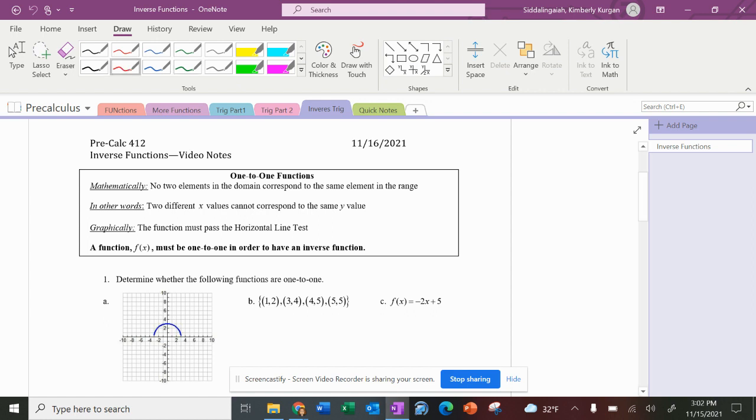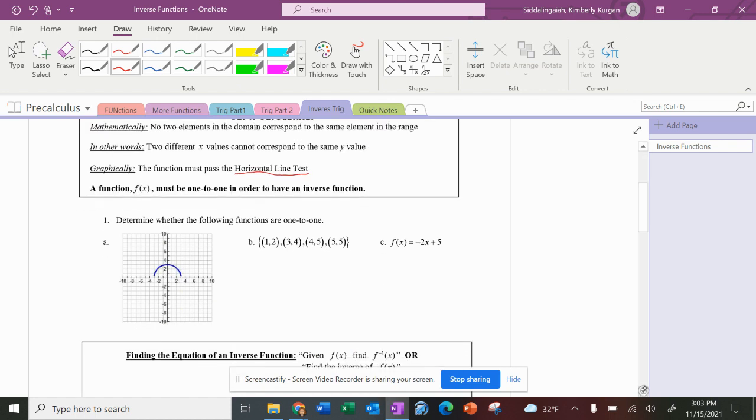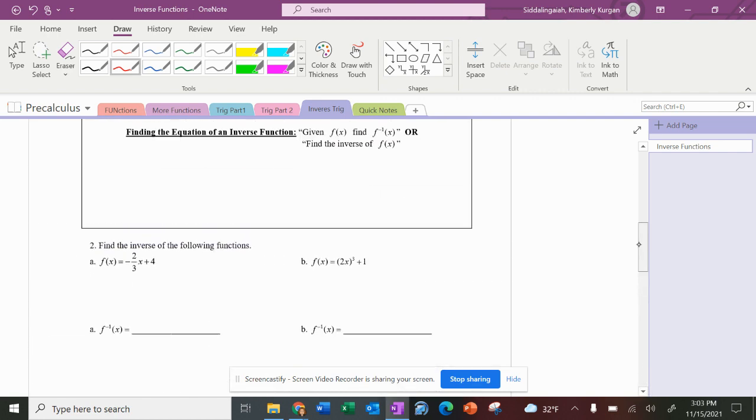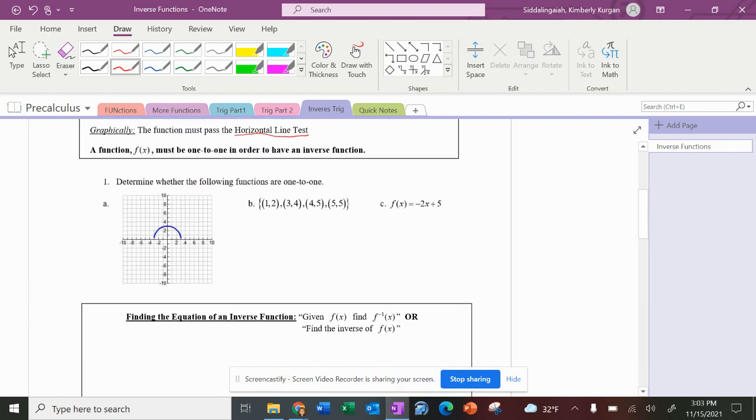So you see here in this first box, it has different ways to say it, but really thinking about it as a horizontal line test might be the best bet. So we really want functions to pass both line tests in order for them to have an inverse. And we're going to dig into inverses here. So we're going to figure out, are these functions one-to-one?